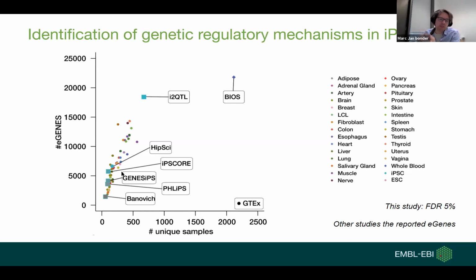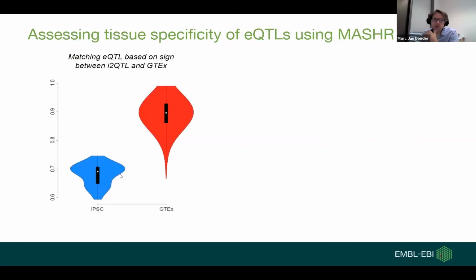So this gives some insight into how different these regulatory networks are as compared to GTEx. But we also looked into tissue specificity, which we did using MASHR. Here you can see in red the sharing of eQTLs based on the effect sign in GTEx. Over all the different tissues they studied, on average they share 90% of their eQTL signals. And I mean, there are some which are much lower.